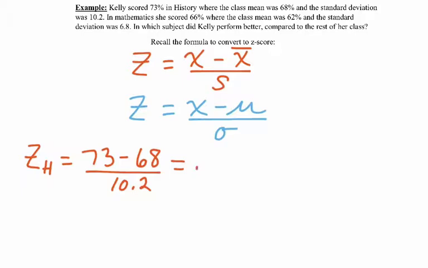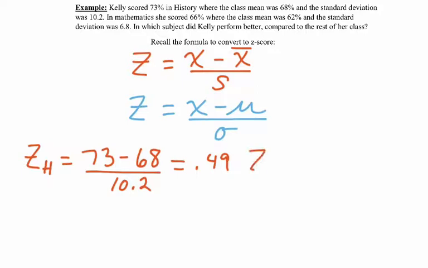I'm getting a z-score of about 0.49. Notice it's positive. It should be positive because her score was 73, which was above the mean. Remember, when you're above the mean, you have positive z-scores. So that means she scored about 0.49 standard deviations above the rest of the class. All right, or above the mean, I should say.